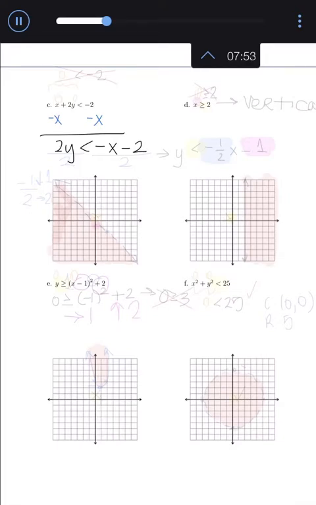Lastly, what we would do is divide everything on both sides by a positive 2, which would give us y is less than negative 1/2 x minus 1. So that means in order to graph this, we'd start out with the y-intercept, which is negative 1 here. So that's down on the y-axis at negative 1.